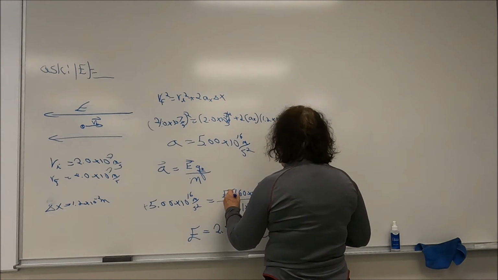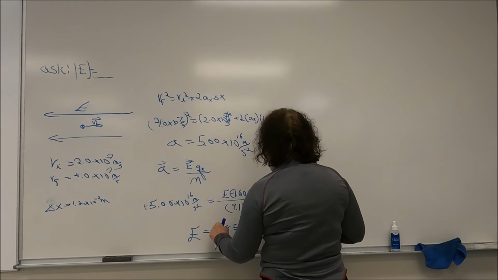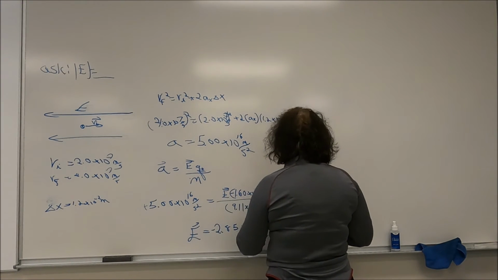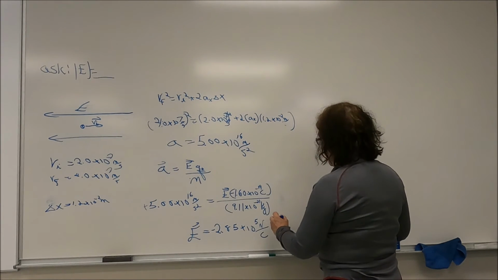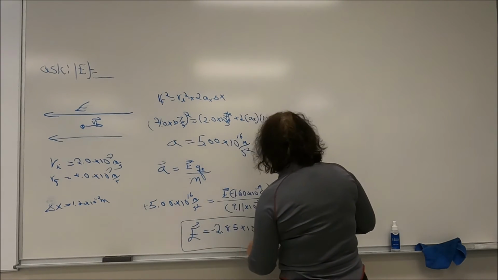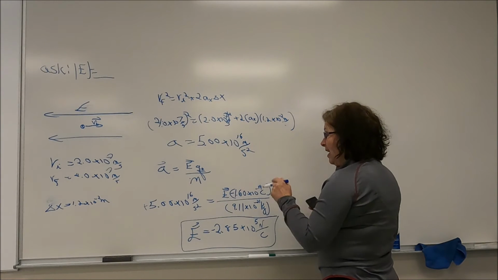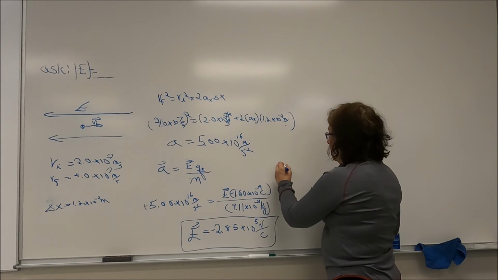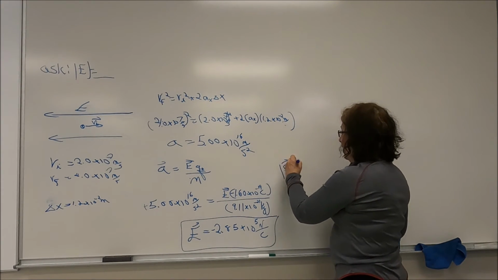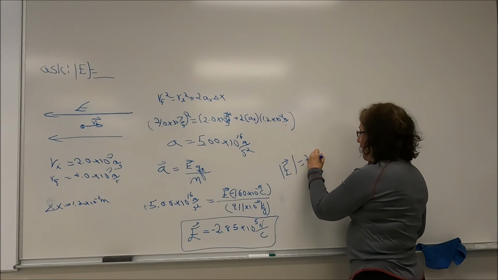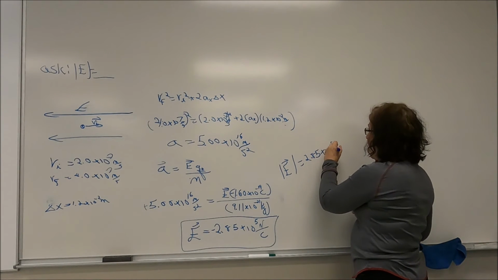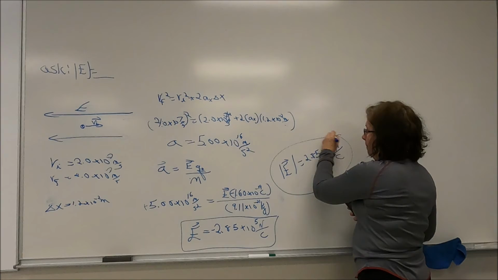And since that was positive and this was negative, of course I would have gotten a negative value here, okay? But all we really wanted was a magnitude. So in my drawing, the electric field points in the negative direction, okay? But the magnitude of the electric field is 2.85 × 10^5 newtons per coulomb.